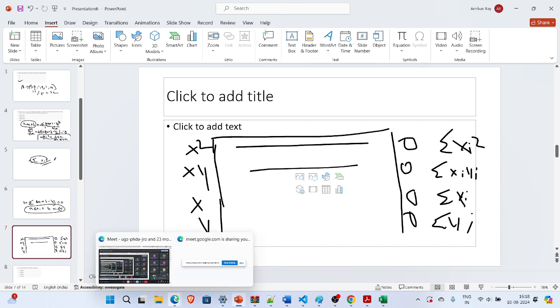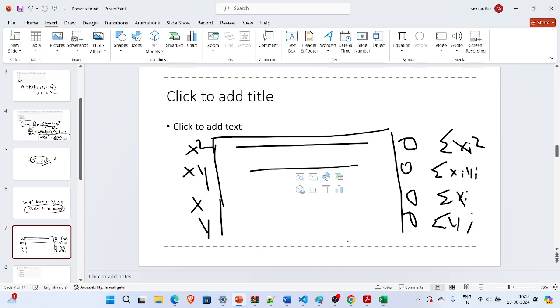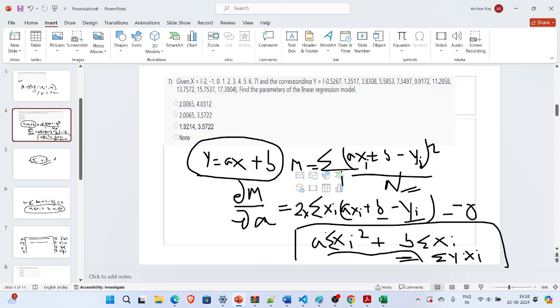Clear? Not clear? Xi square, then summation of xi yi. Then after that, what you have written? Summation of y xi, and after that summation of yi. When all of these summations came, then we just put the values. Summation of xi square is needed here, just put the value here. Summation of xi is needed, just put the value here. Summation of xi yi is needed, just put the value here.